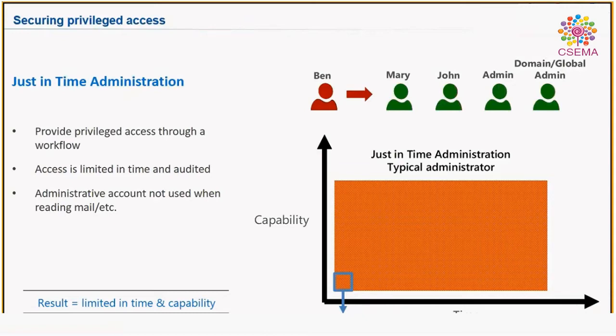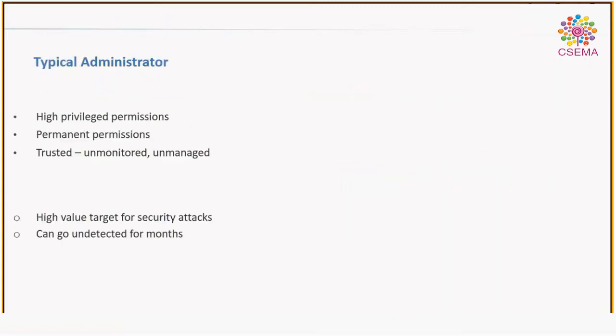There are scenarios like the administration account not being used when reading emails. That's a fact. I have done my job, I've done a server upgrade or some administration activities, but I'm not using that account when I'm reading my email or updating an Excel sheet. So why do we need this access forever or permanently, right? A typical administrator in the current world has been given high privilege and permanent permission. They are trusted, but it is unmonitored and unmanaged.